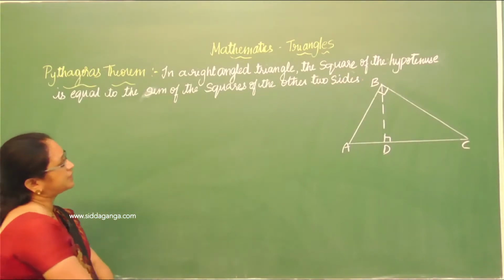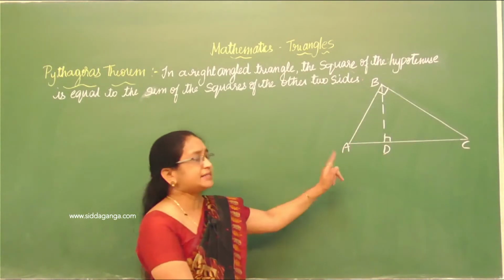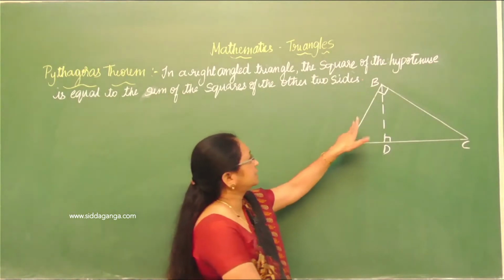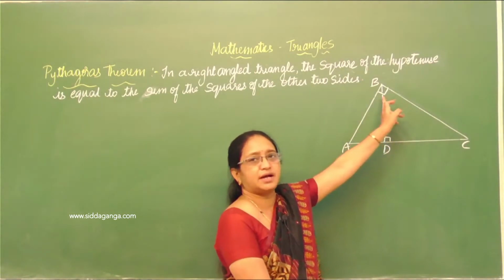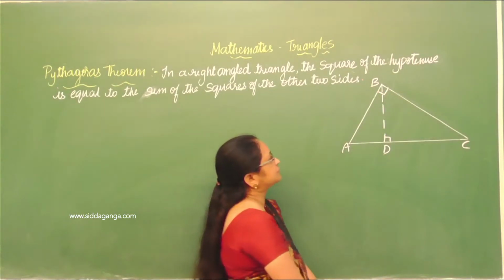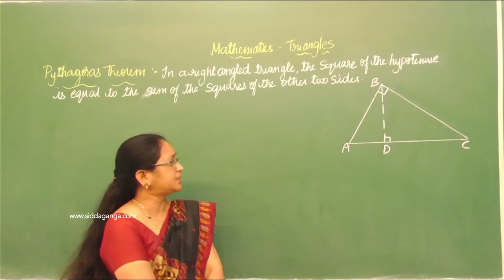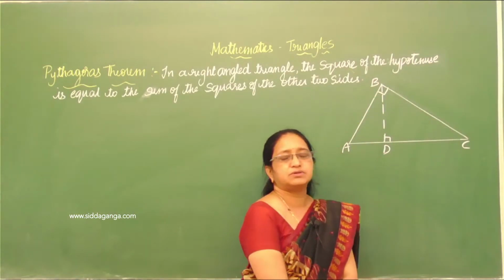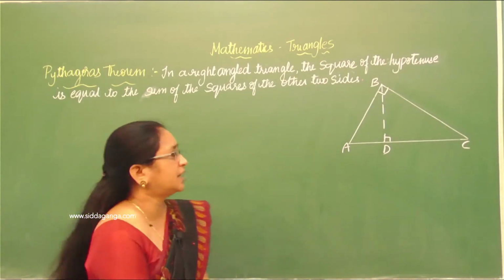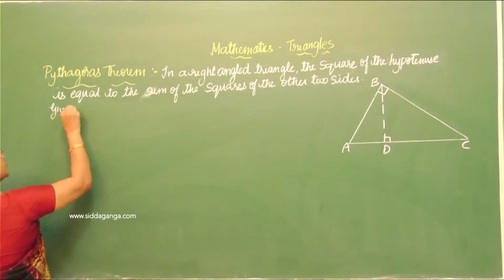So for that I have taken a triangle ABC right angled at B. Is it clear? Triangle ABC right angled at B. And there is a construction for this. We have to draw BD perpendicular to AC. So let us write that given. So what is given?